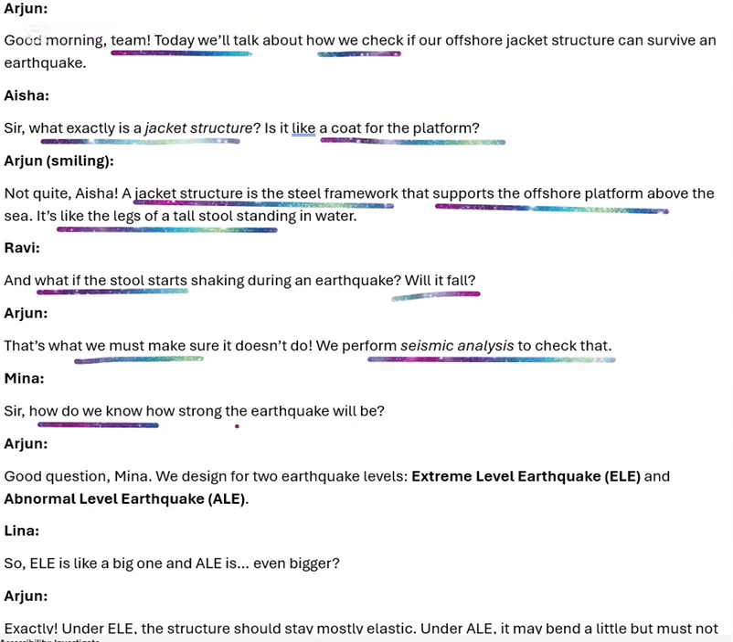How do we know how strong that earthquake will be? Because we design for two earthquake levels. One is the extreme level earthquake, another one is the abnormal level earthquake. So ELE is a big one. This is a big one, and ALE is even bigger.